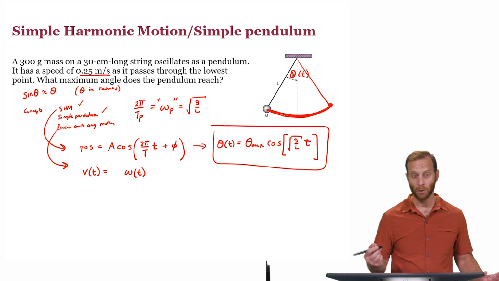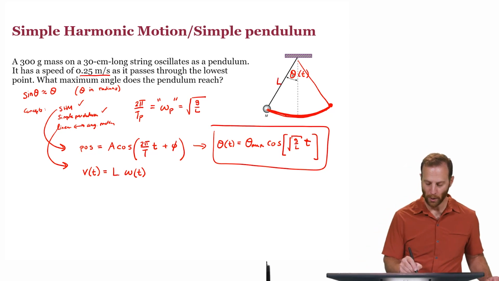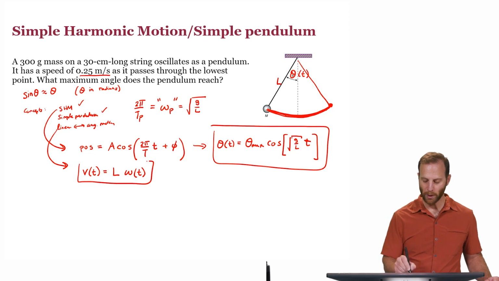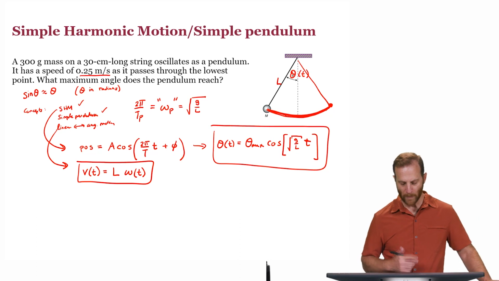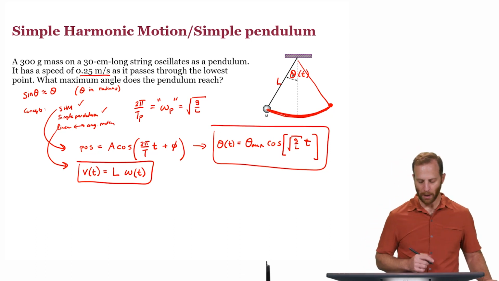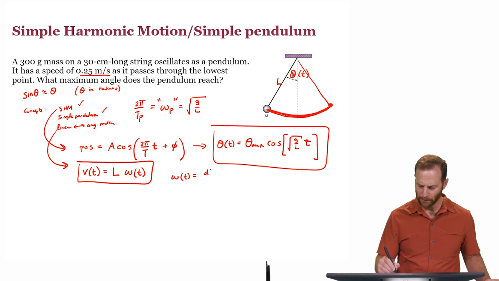The radius of that circle here is the length of the string, and so I should write it in this way. And with these two equations, we should be able to solve for what we want. Here's what we have to keep in mind: that omega of t is defined as the derivative of theta with respect to time.